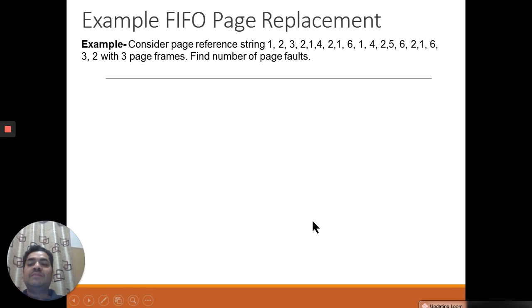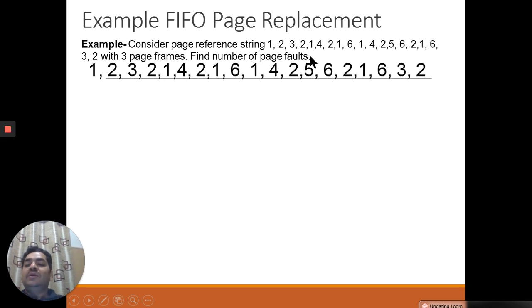So this is the example of FIFO. Consider the page reference string 1 2 3 2 1 4 2 1 6 2 2 1 6 3 2, and we are given 3 page frames. It means we are given 3 frames and this reference string. So what do we have to find out? The number of page faults. Firstly, you write the reference string in this format.